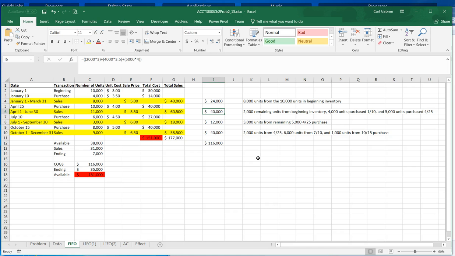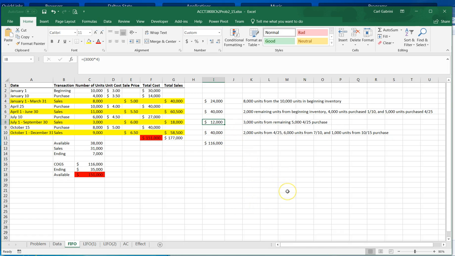When you add up the costs associated with that, the formula up here says it's 2,000 times 3, which was the 2,000 left in beginning inventory, times $3 per unit. The 4,000 units from the January 10th purchase times the unit cost of $3.50, and then 5,000 of the units purchased on April 25th at $4 per unit. That's how you come up with the $40,000 cost of sales there. When we come down to the third quarter sales, we sold 3,000 additional units at $6 per unit and generated revenues of $18,000 against costs of $12,000.